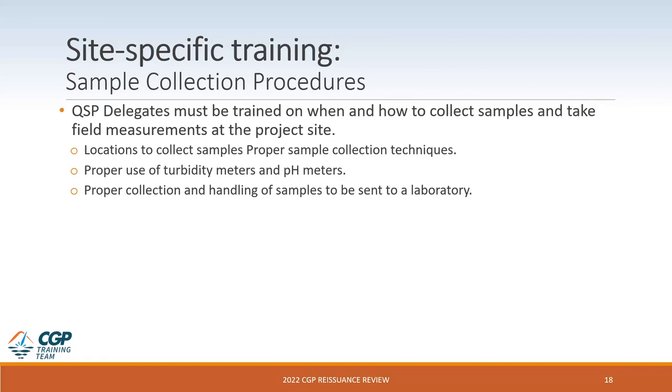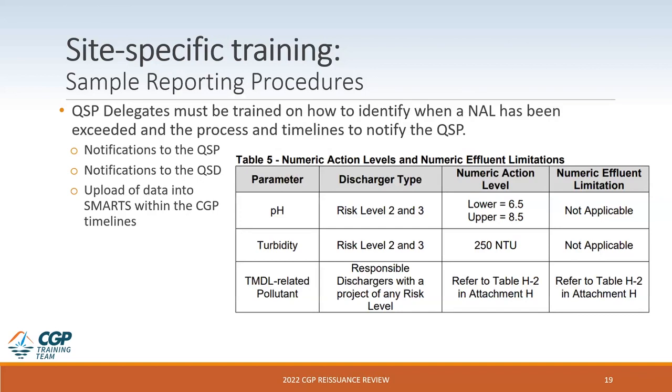If they are to collect samples as part of their responsibilities, if they are at a risk 2 or 3 level site, they must understand as part of the site-specific training, the location to collect those samples, proper use of the meters used to take those samples, and proper collection and handling of the samples, especially if one is to be sent to a laboratory. The QSP delegate must be trained on how to identify when there is an exceedance. They need to understand the numbers in the chart on the screen and that they have to notify the QSP and the QSD if there is an exceedance of the NTU or the pH totals.